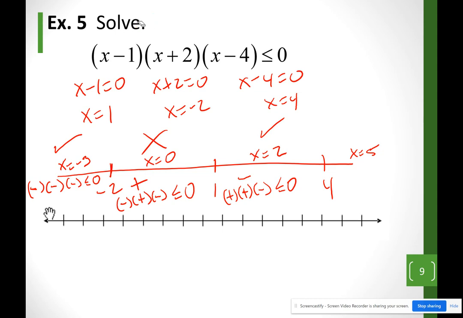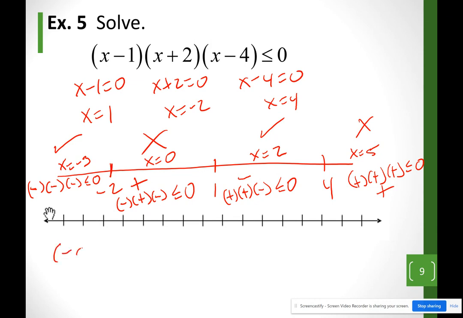Now let's try the last group. We're trying x equals 5. So my first parentheses, 5 minus 1, that's a positive. 5 plus 2, positive. 5 minus 4, that's a positive. So all of these are positives. Is a positive less than or equal to 0? No.